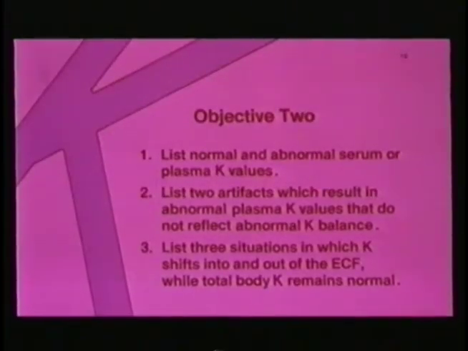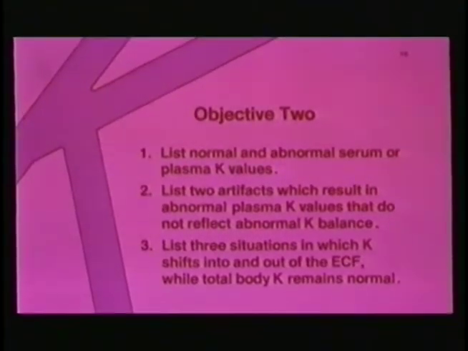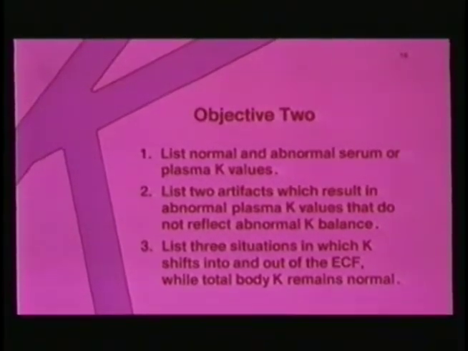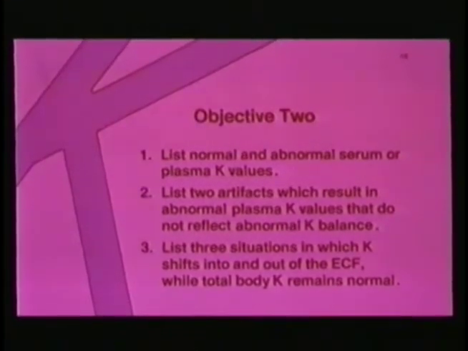Your second objective is to 1. List normal and abnormal serum or plasma potassium values. 2. List 2 artifacts which result in abnormal plasma potassium values that do not reflect abnormal potassium balance. 3. List 3 situations in which potassium shifts into and out of the extracellular fluid compartment while total body potassium remains normal.